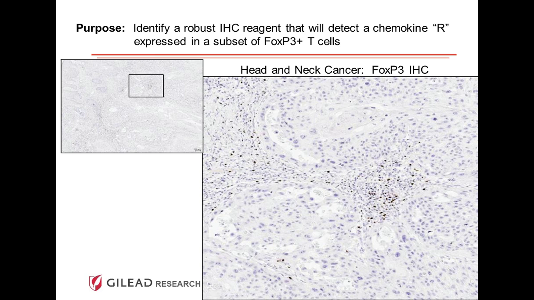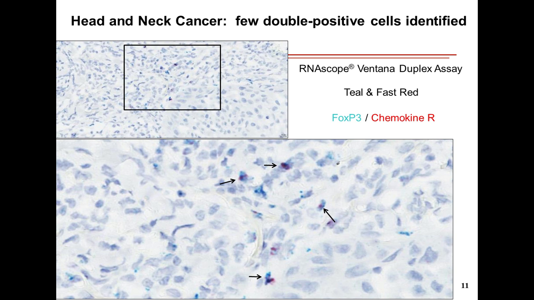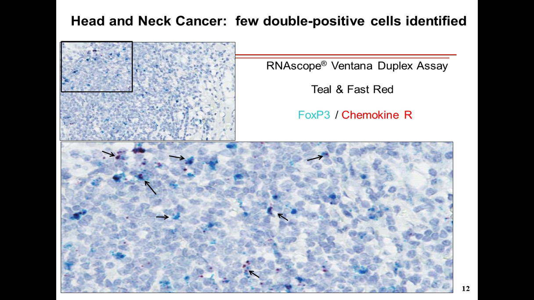So here I have head and neck cancer, and you see FOXP3 IHC on the right panel. And what we wanted to do was, in that population, determine if any of those were FOXP3 and chemokine R positive. So again, we're looking at a population that's comprised of 3 to 5% of all the CD4 positive cells. And so what we determined is that if you look at FOXP3 in teal and chemokine R in red, there was a subpopulation of those FOXP3 positive cells in which we could detect the chemokine R mRNA.